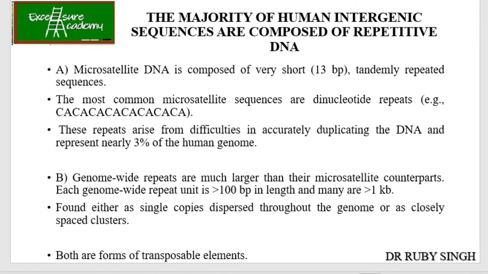So microsatellites. What is a microsatellite? It is composed of very short, randomly repeated sequences. This is what we talk about here. The most common microsatellite sequences are dinucleotide repeats like CA, CA, CA, CA. We also have CG, CG, CG, CG.